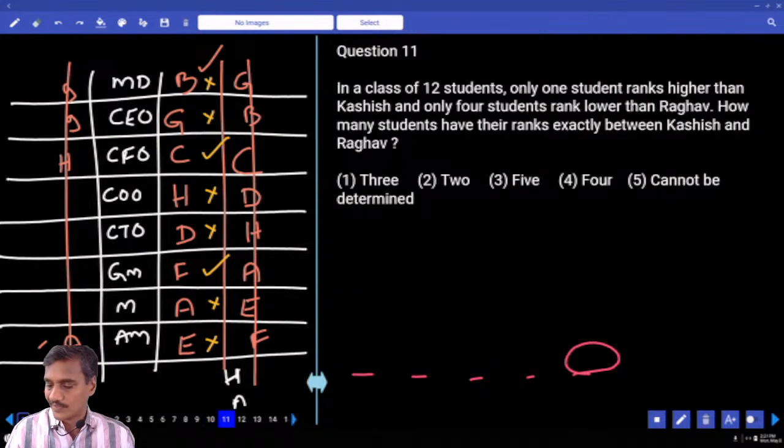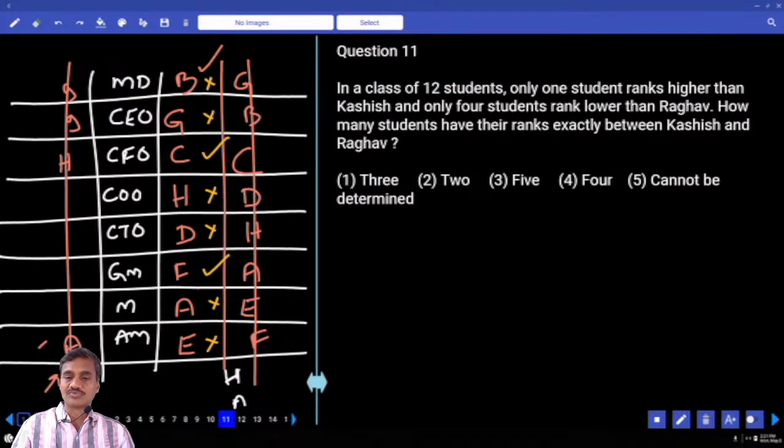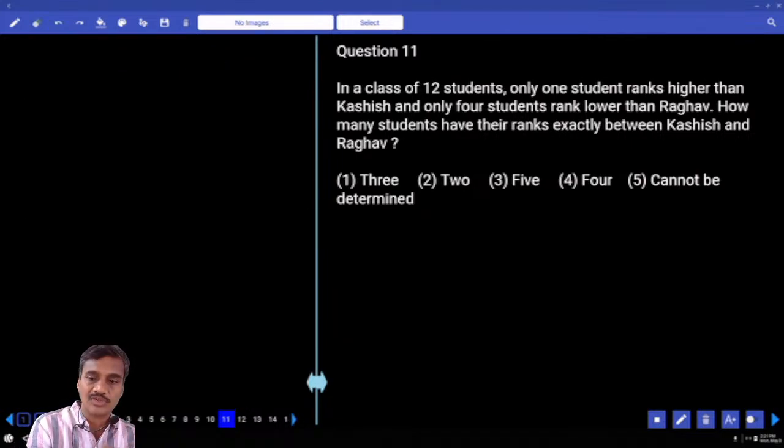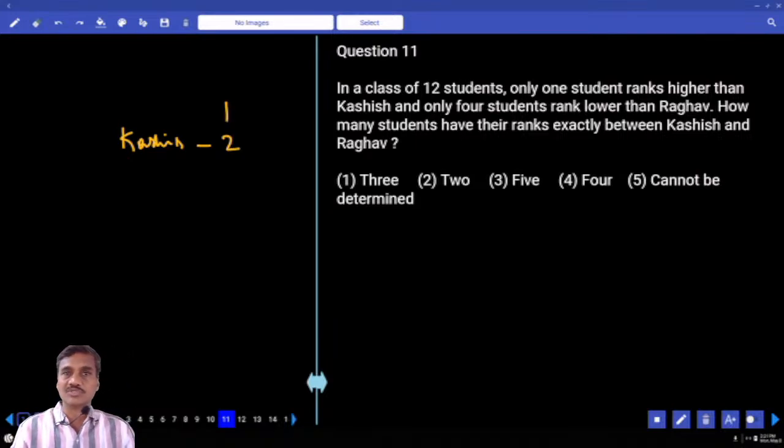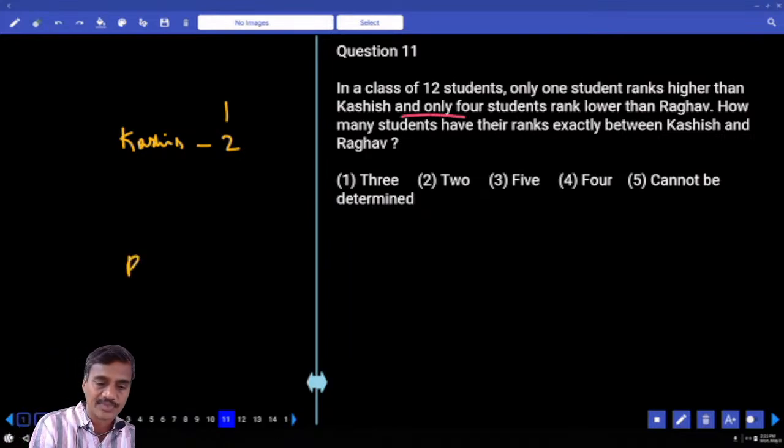Then 11th one, in a class of 12 students, only 1 student ranks higher than Kashish. Now out of these 12 members, only 1 student ranks higher than Kashish, and so Kashish is the second ranker, and there is only 1 person who is above this one, that is the first ranker. And only 4 students lower than Raghav. Now Raghav is here. There are 4 students below this Raghav, isn't it?